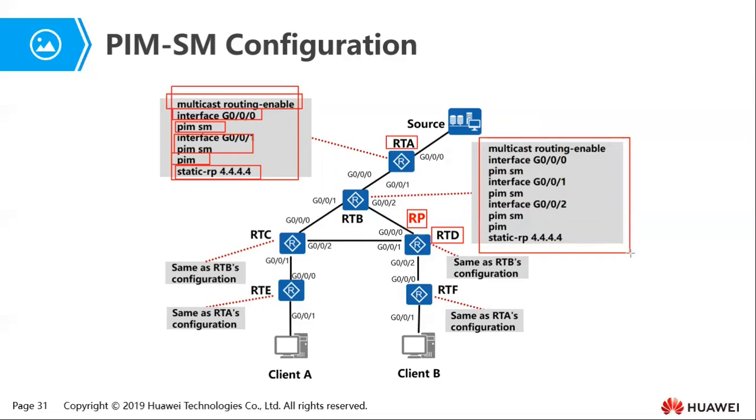Similarly, on RTB we'll do the same things and eventually go to PIM view and specify the rendezvous point. When you're specifying the rendezvous point, you specify the router ID of the router. So static-rp 4.4.4.4. Generally you repeat the same procedure on all the other routers, enabling PIM-SM on the specific interfaces and configuring statically the rendezvous points.